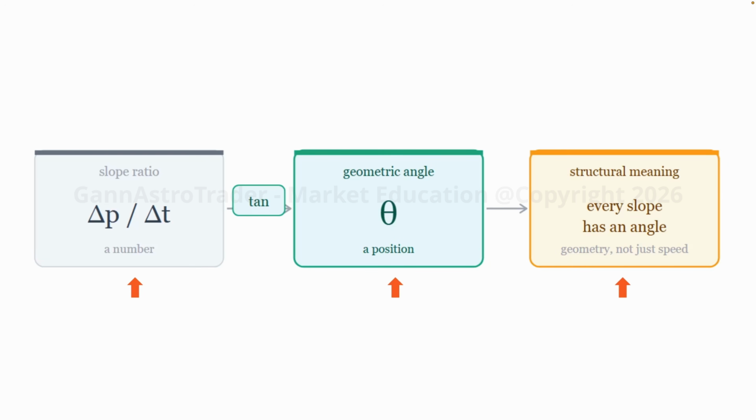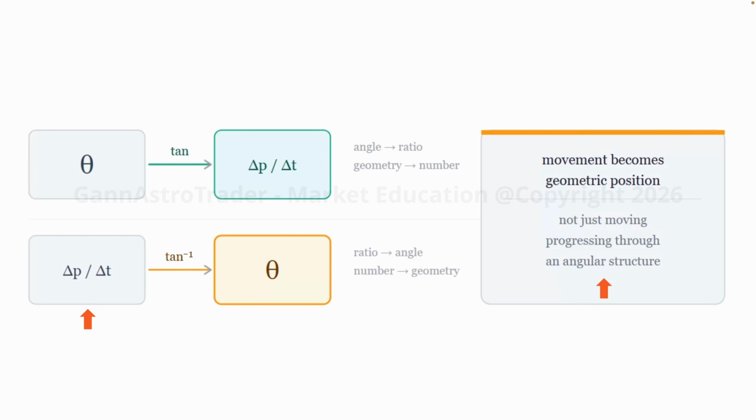Tangent does something very powerful. It converts a simple ratio into an angle. Instead of saying movement is fast or slow, we can now describe it geometrically. Every slope corresponds to a specific angle, and that angle carries structural meaning. When we apply tangent inverse, we reverse the relationship. We take a ratio and we find the angle behind it.